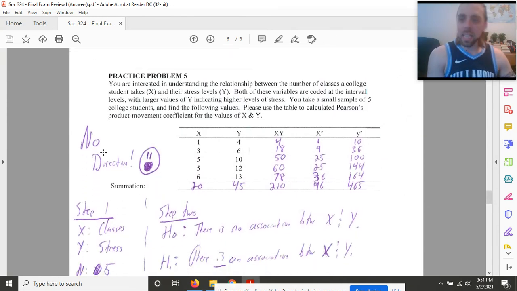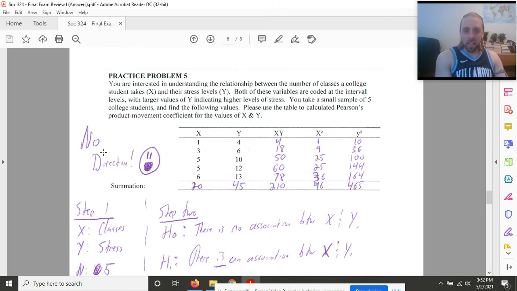All right, coming to the end of this here. This is nice. Just a couple more to get through. Practice problem 5. You are interested in understanding the relationship between the number of classes a college student takes and their stress levels. Both of these variables are coded at the interval level with larger values of y indicating higher levels of stress. You take a sample of 5 students, not a ton here, but enough to actually get our hands dirty. Please use the table to calculate Pearson's product moment coefficient.